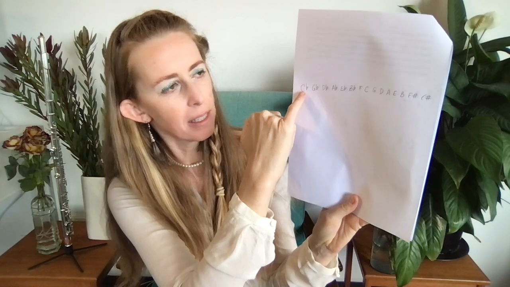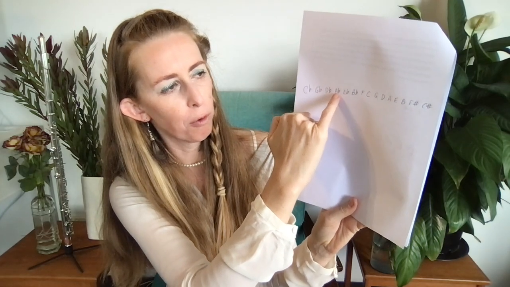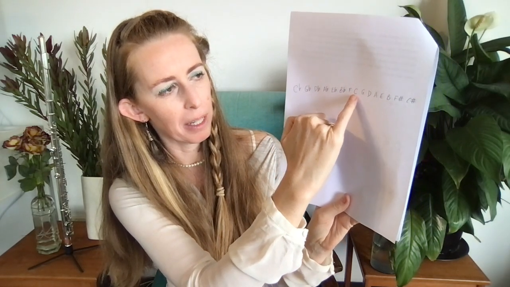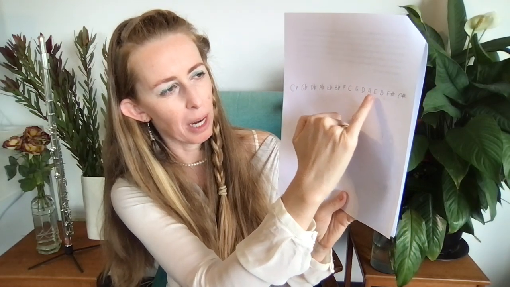This is the order of scales: 7 flats, 6 flats, 5 flats, 4 flats, 3 flats, 2 flats, 1 flat, nothing, 1 sharp, 2 sharps, 3 sharps, 4 sharps, 5 sharps, 6 sharps, 7 sharps.